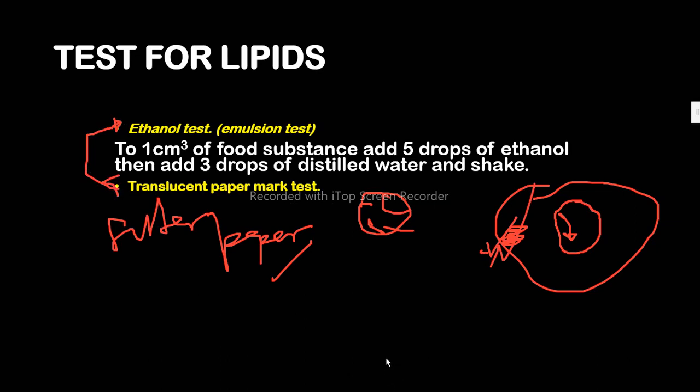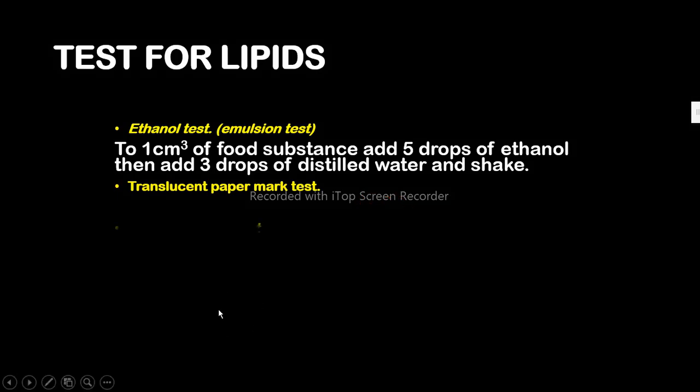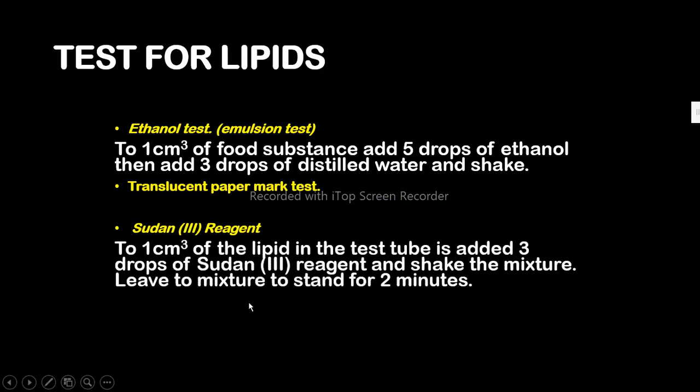Then finally the Sudan 3 test. Okay? Now this one, it's a reagent. And I'll also show you. So this is a reagent that contains ethanol together with a dye. Okay? Some dye. And it is the dye that will give you that brick red emulsion, not a precipitate.